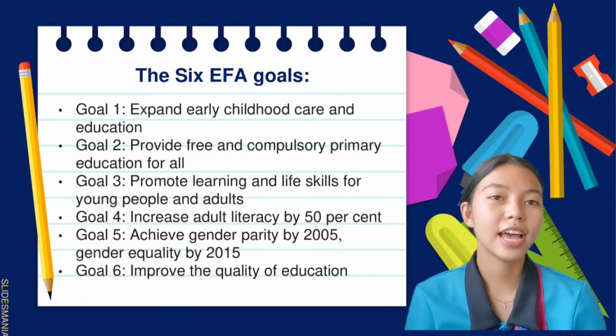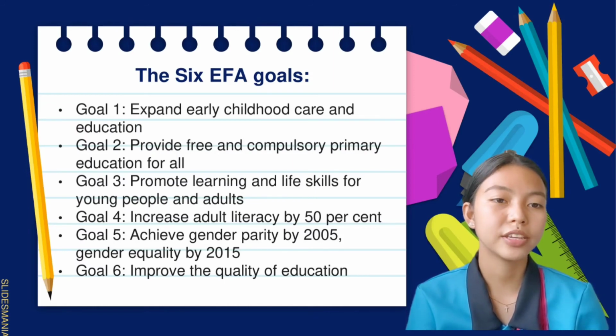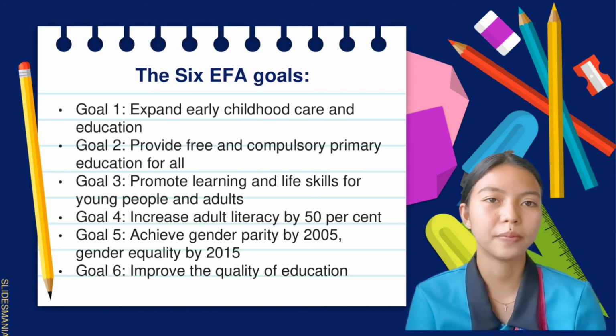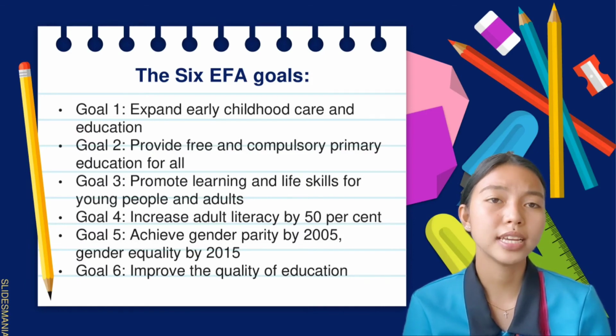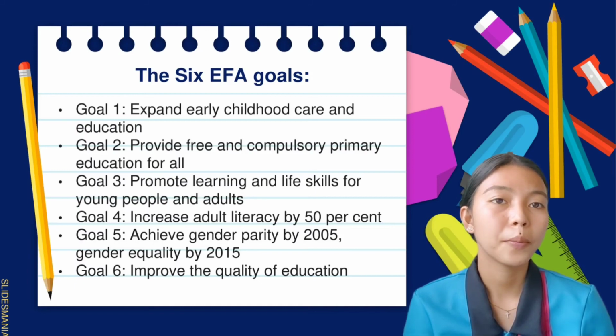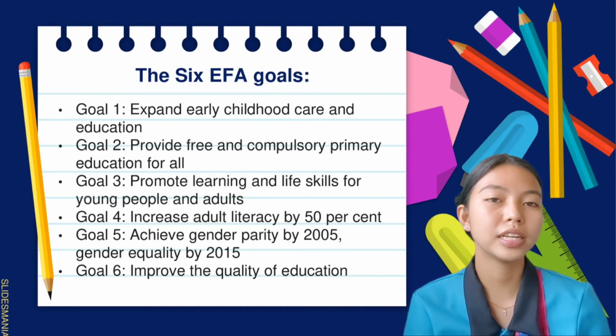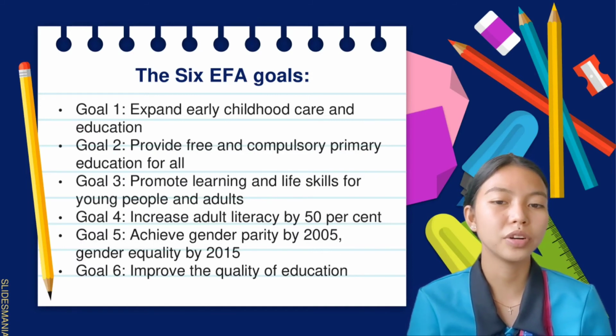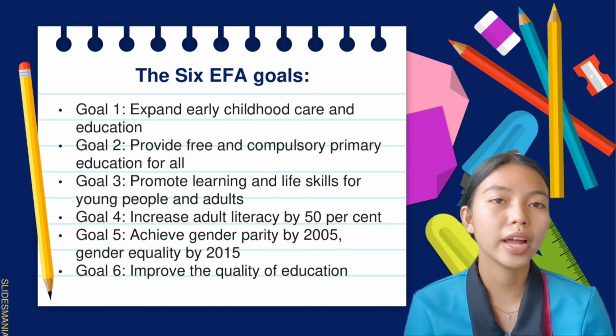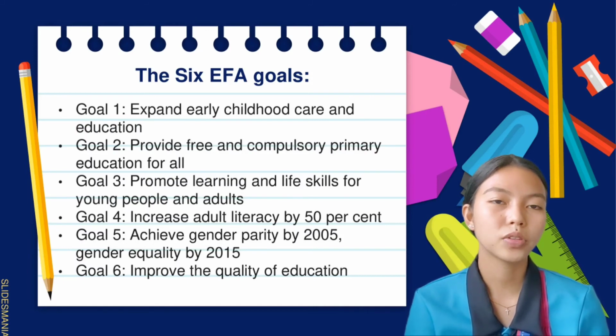6 EFA goals. Goal 1. Expanding and improving comprehensive early childhood care and education, especially for the most vulnerable and disadvantaged children. Goal 2, which is ensuring that by 2015, all children, particularly girls, children in difficult circumstances, and those belonging to ethnic minorities have access to and complete free and compulsory primary education of good quality.